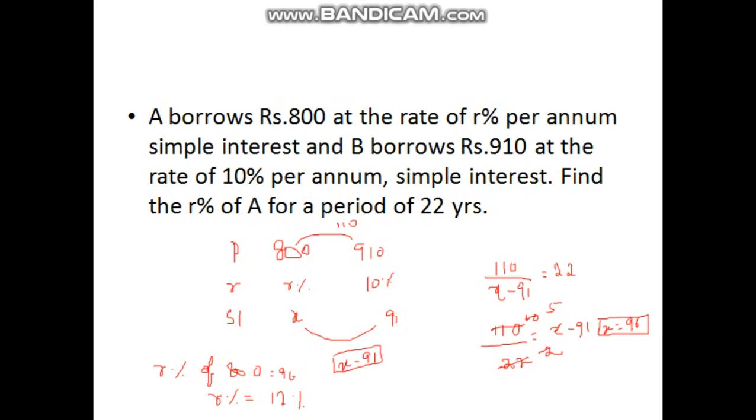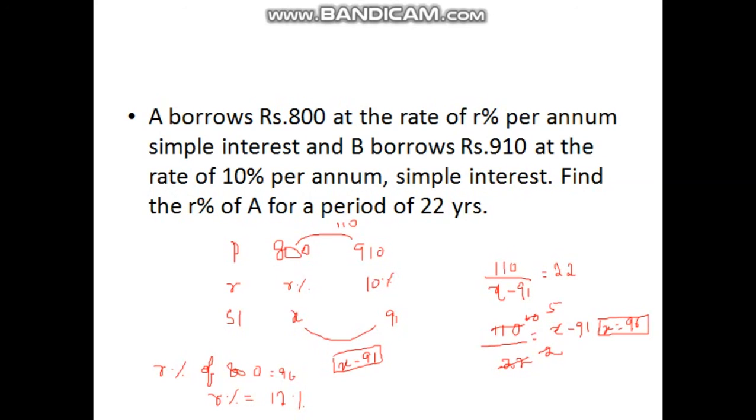So here only for the second person you can find it. For the first person, since we don't know, let us keep the simple interest as X. The second person is 10% of 910, so we get 91. Then we find the difference of the principals. So here it is 110.